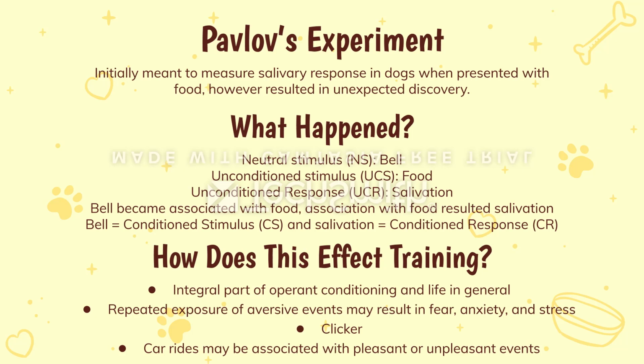When we're doing operant conditioning and using a clicker, the way that we teach loading the clicker is classical conditioning. We're creating a neutral stimulus and pairing it with an unconditioned stimulus to create a conditioned response. Car rides are another great example. Some dogs love to go for car rides because it means really good things to them, or they may not like car rides because it means really terrible things. These are just some examples of classical conditioning.